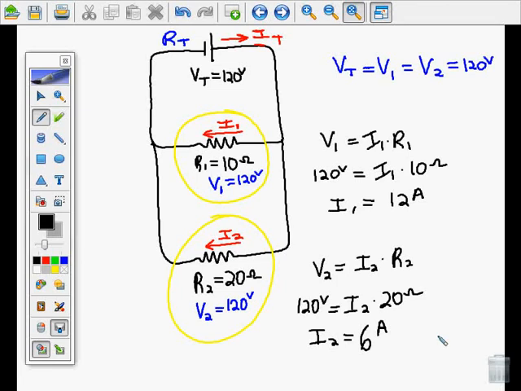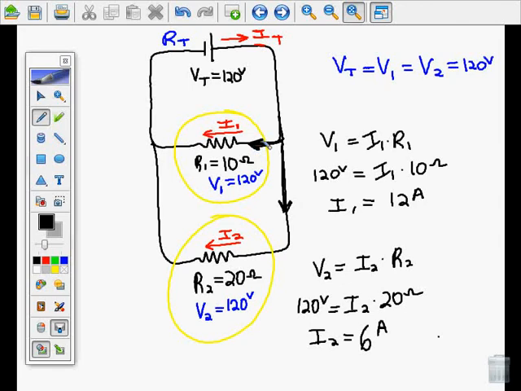Now, does that make sense? There's going to be 6 amps going through the bottom resistance and 12 amps going through the top one? Why does that make sense? Why is there more current going that way and less current going down through the bottom one? The answer lies with the resistances. What's the deal with that lower resistance? It's higher, so it's harder to get through that way. So that's why less current goes that way. Here it's easier to get through, so more goes that way.